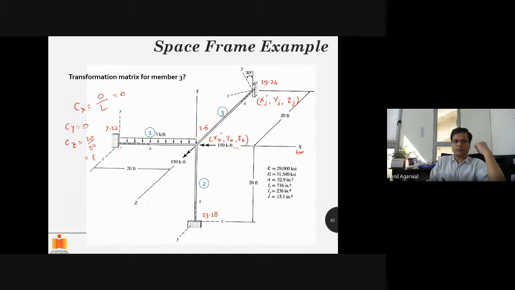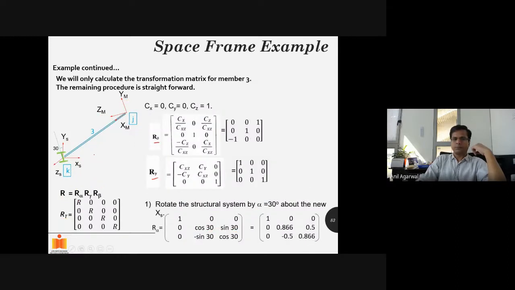So how much is it? 1. Agreed? Divided by length also. So I got the Cx, Cy, Cz values. So Cz is 1, Cy is 0, Cx is 0. And then I can get Cxz. Cxz is how much? Agreed? So I got Cxz, Cx, and I substitute those values. I get R beta. Likewise, I can get R gamma. As you may remember, before we had said R gamma will turn out to be an identity matrix. That's what it turns out to be.